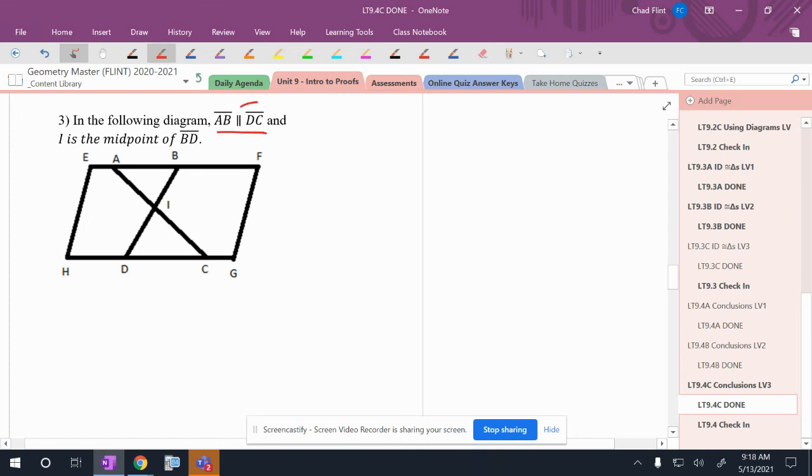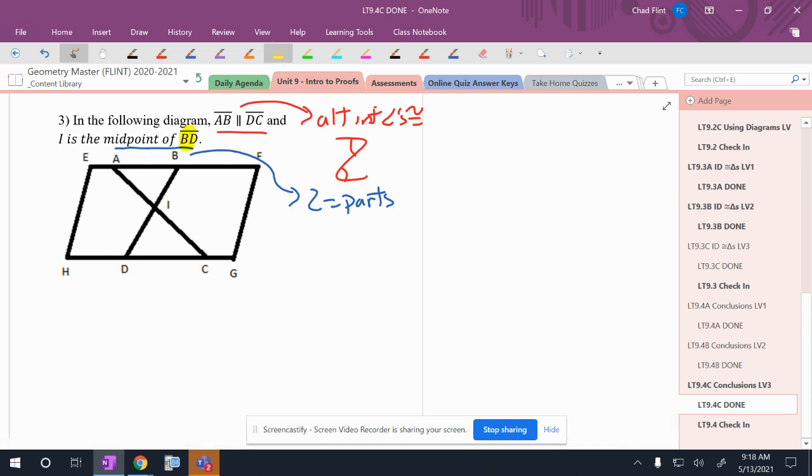Okay, I've got parallel, which means I'm looking for alternate interior angles that are congruent, which means I'm looking for the Z situation. All right, and then I also have a midpoint, which means I have two equal parts. All right, and let's go ahead and deal with that. I am going to choose to do the midpoint first because I think midpoint's easier.